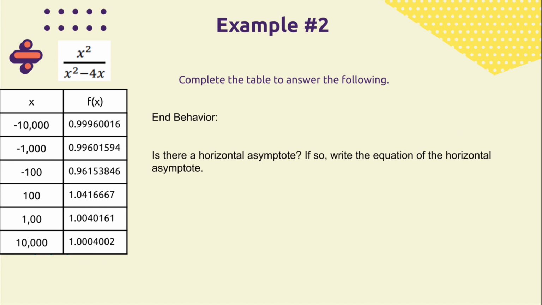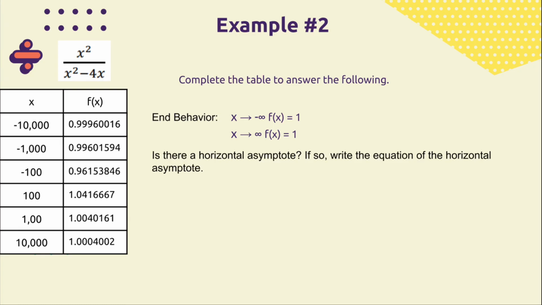And as it's going to the positive, it's slowly decreasing as it's coming to 1. So we'll find that the end behavior as x is approaching negative infinity, f of x is approaching 1, and as x is approaching positive infinity, f of x is also approaching 1.